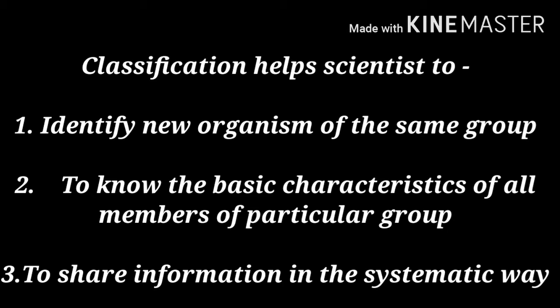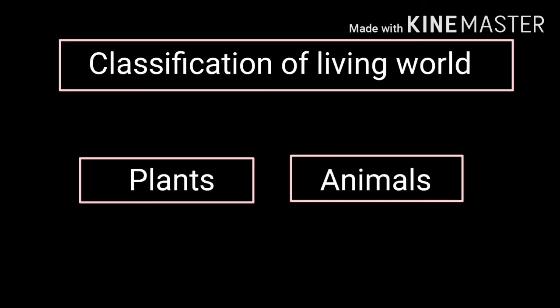First, to identify new organisms of the same group. Second, to know the basic characteristics of all members of a particular group. Third, to share information in a systematic way. Do you know that scientists categorized all the living things long ago? The living beings were classified as plants and animals.